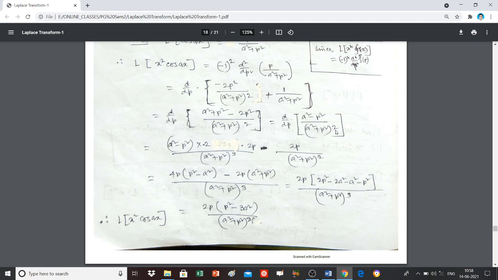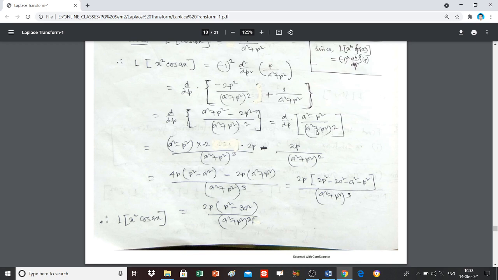Then (a square plus p square) to the power minus 3 will be here, that is actually (a square plus p square) to the cube, and after that the differentiation of p square is 2p here. So the differentiation of these, keeping a square minus p square constant, and the differentiation of 1 by (a square plus p square) whole square is equal to minus 2 into 2 by (a square plus p square) whole cube into 2p.